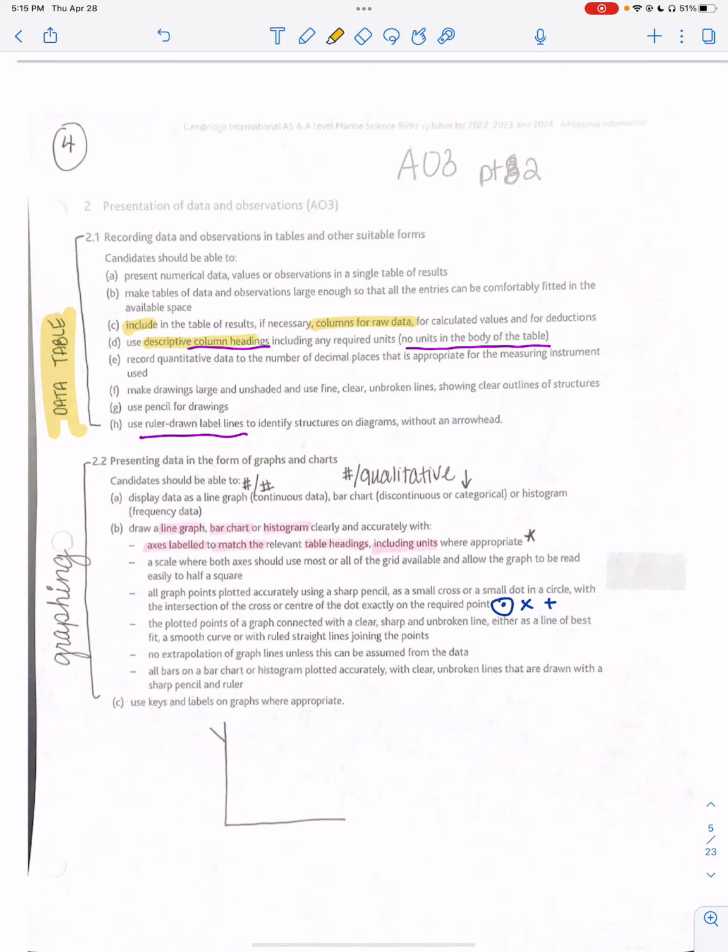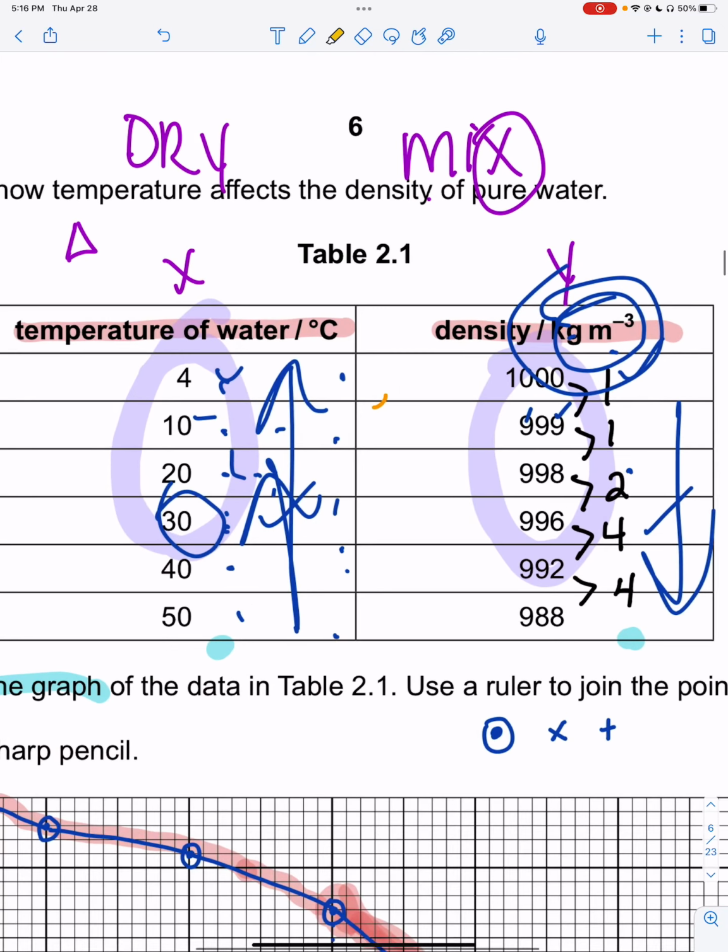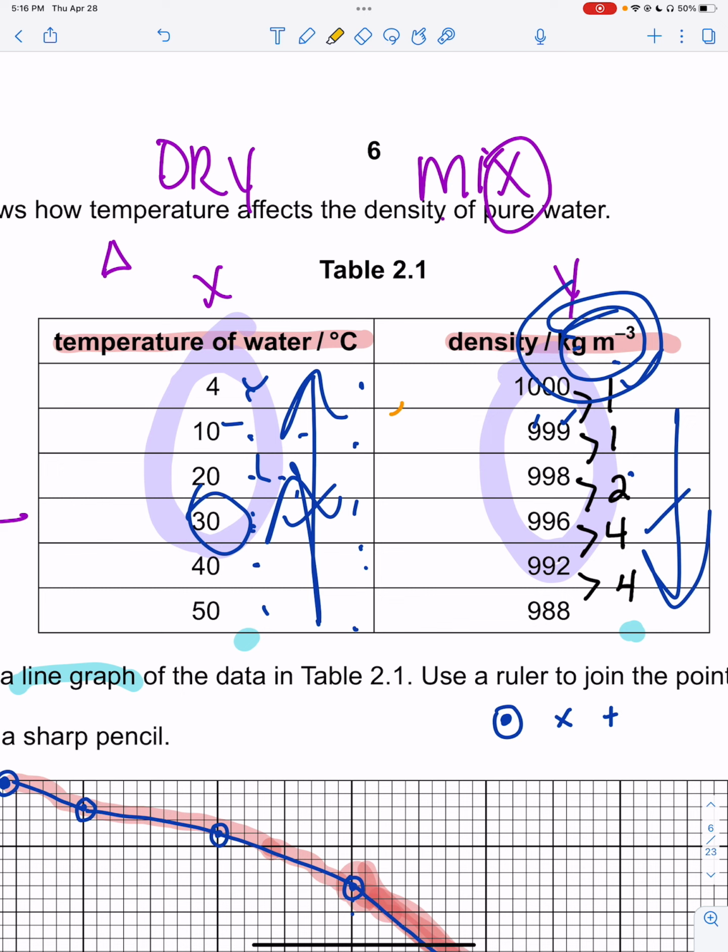Use descriptive column headings. So describe what it was. So you were doing distance of the lamp from seagrass, or lamp distance from seagrass, and we measure the distance in centimeters. Any required units, you don't put units in the body of the table. So an example right here: temperature of water measured in degrees Celsius. So distance of seagrass from lamp, or lamp distance from seagrass, in centimeters.